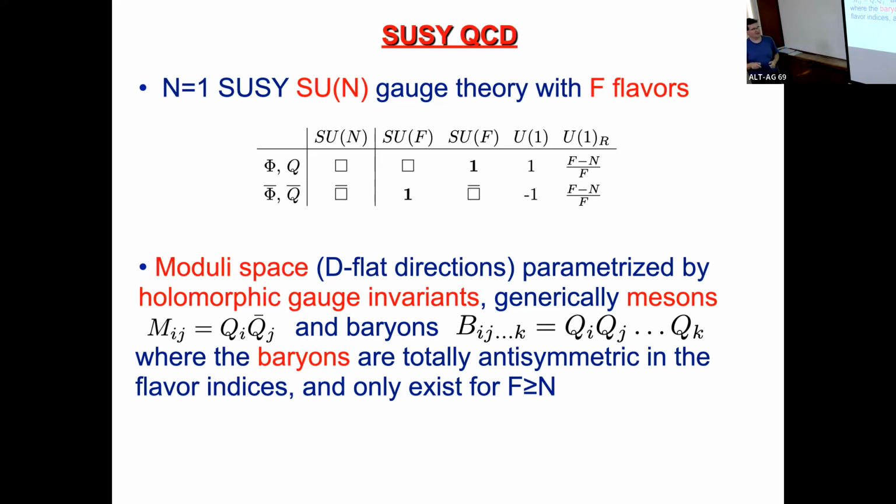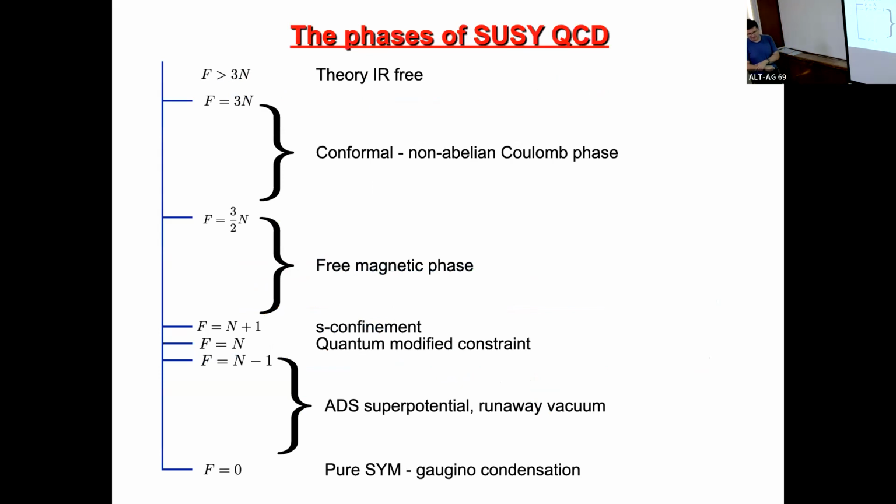And so you have to have the number of flavors to be at least equal to the number of colors. Otherwise, these baryons will just be vanishing. Okay. Very good. So here is what Seiberg found in '94. This is the phase structure of SUSY QCD.